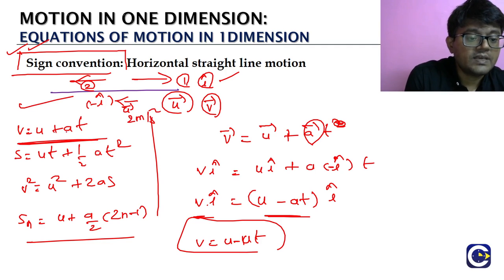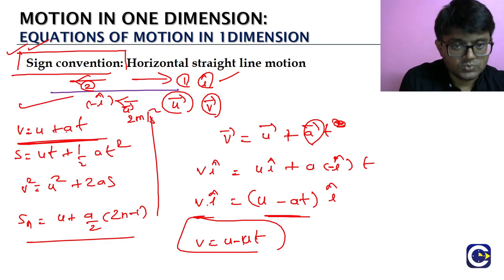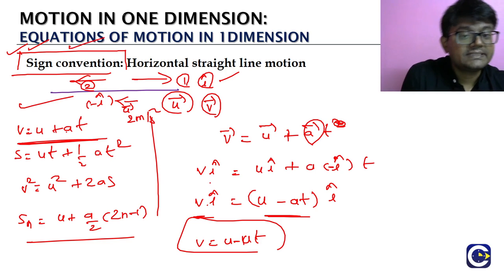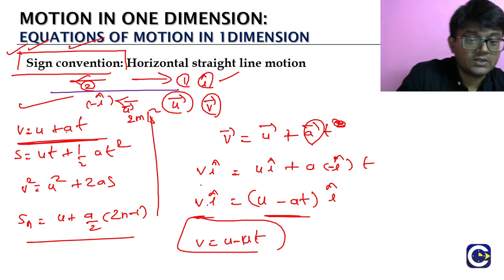Then in this equation, instead of 2, what we have to keep? We have to keep minus 2. So that is how the equation will get modified based on the sign convention. So what is the sign convention concept here?